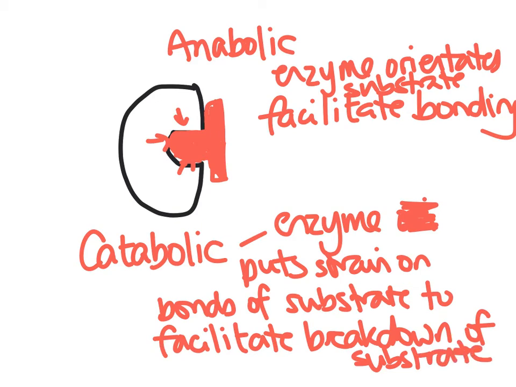Okay, so anabolic reaction, up here we've got two molecules. The enzyme orientates the molecules so that it's going to facilitate bonding. If it's a catabolic reaction, the enzyme is going to put strain on the bonds of a substrate to facilitate the breakdown. So in other words, to make it more likely that it's going to break down.